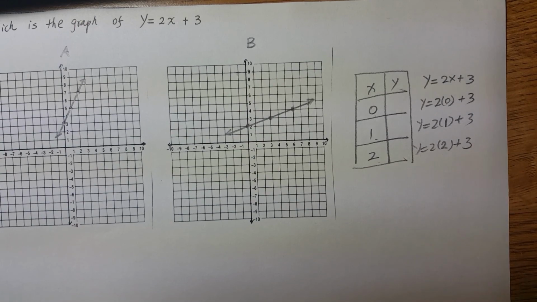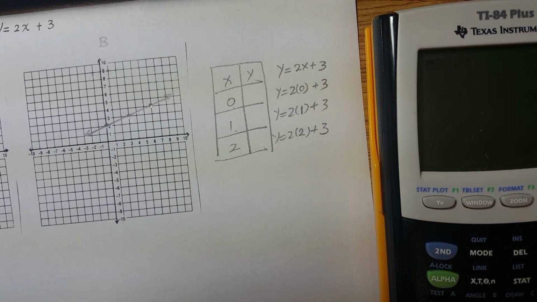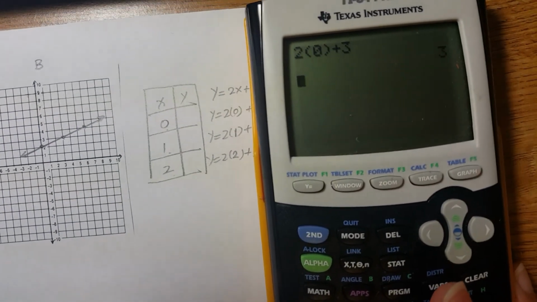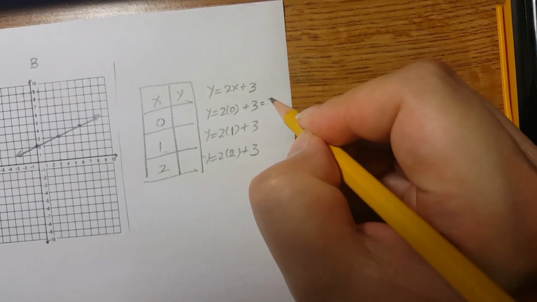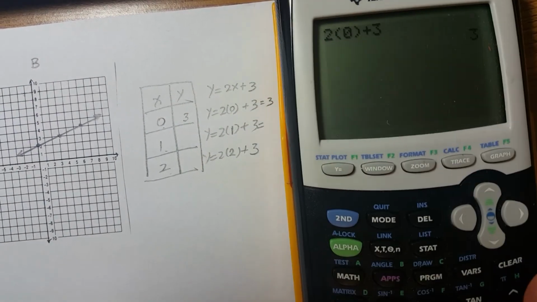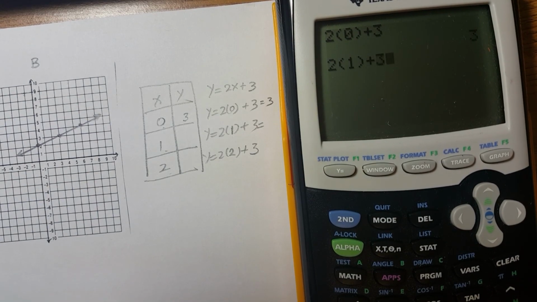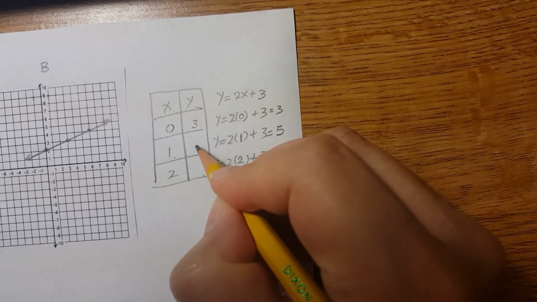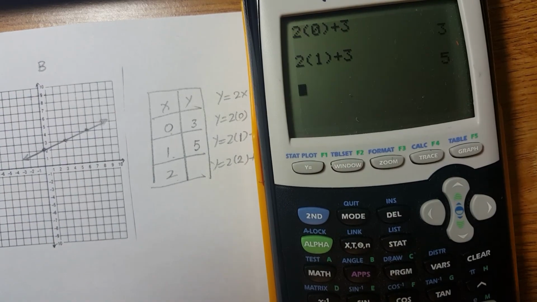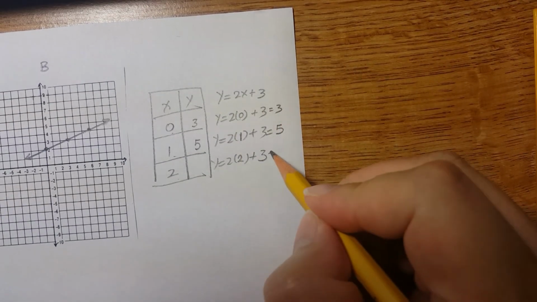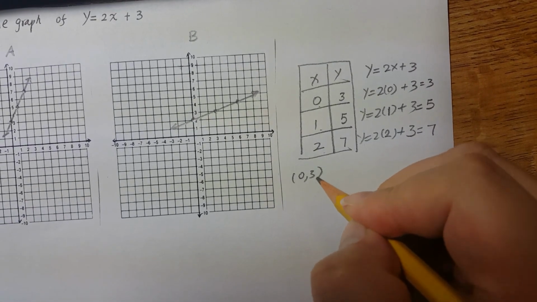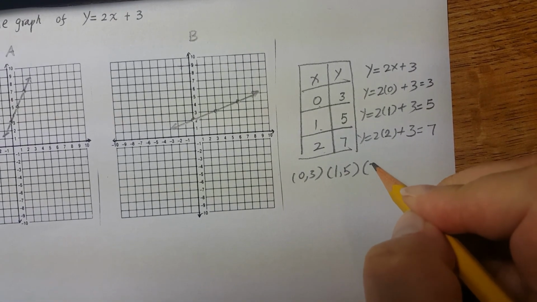Now I'm going to type this in my calculator and see the values. 2 times 0 plus 3 is 3. Next one, 2 times 1 plus 3 is 5. Now next one, 2 times 2, and then plus 3 is 7. So now we have the points 0, 3, 1, 5, and 2, 7.